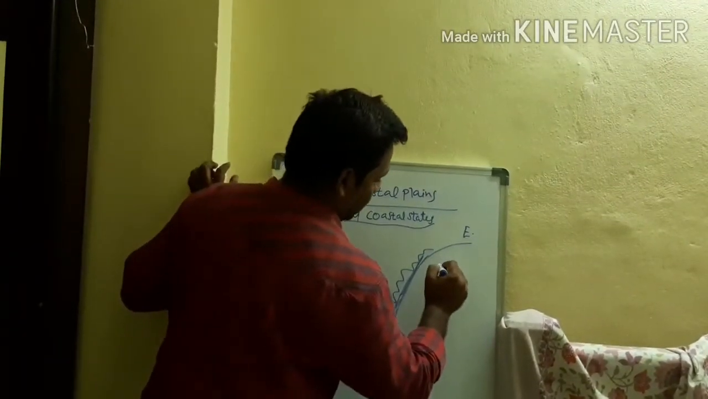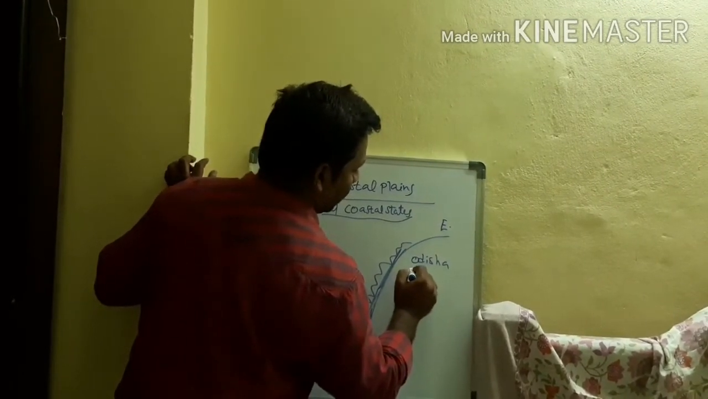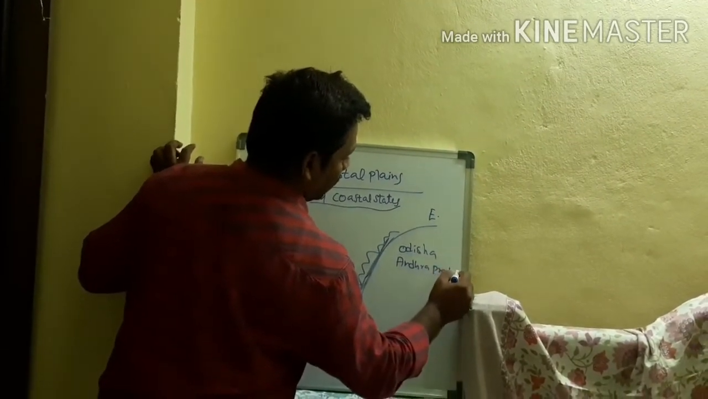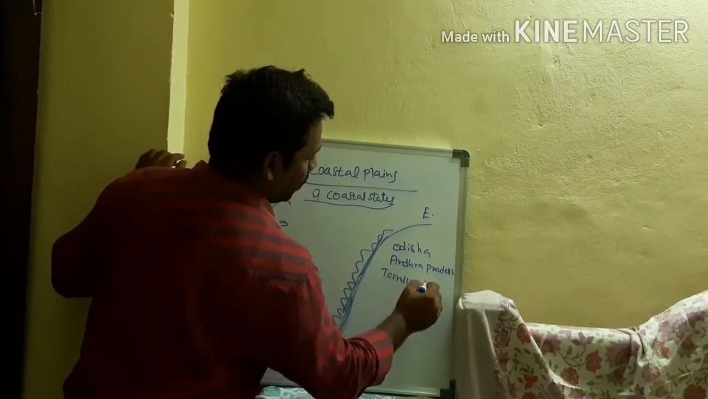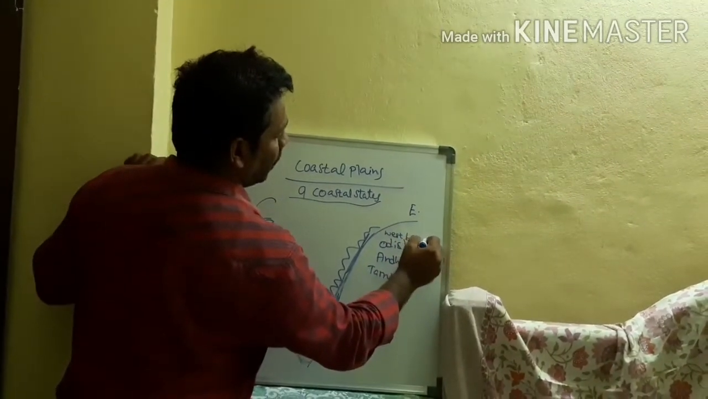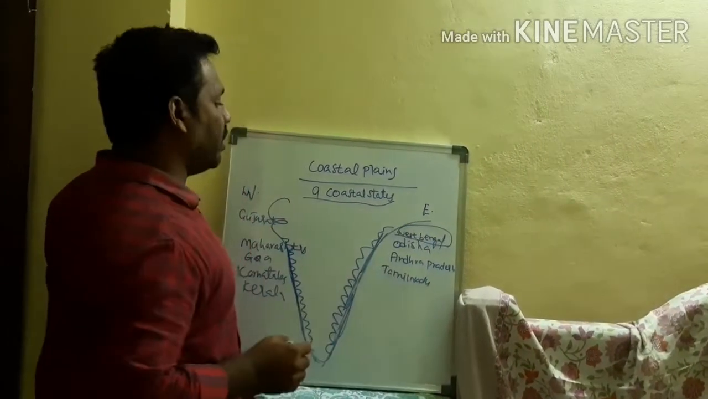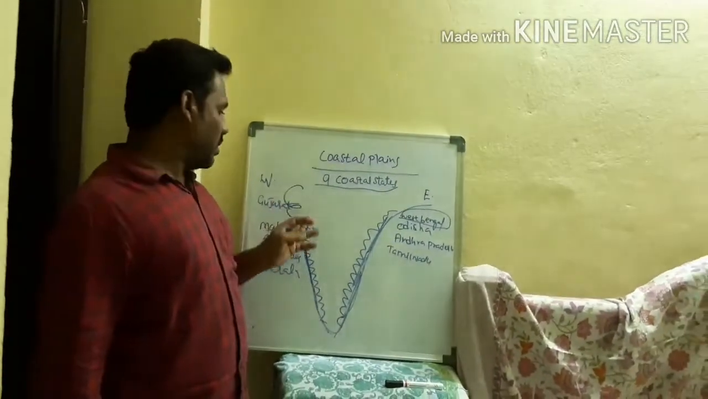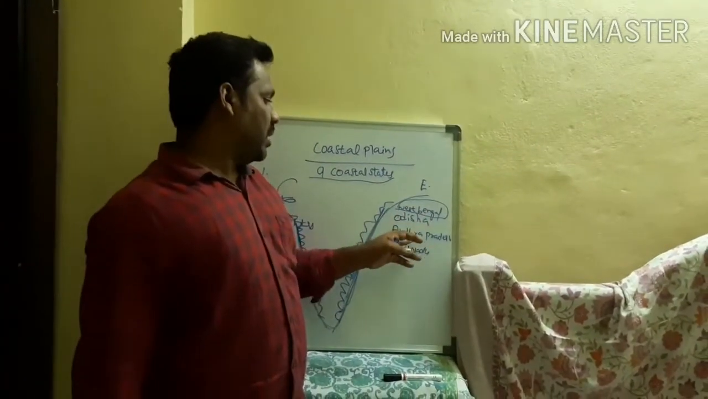Eastern part: Odisha, Andhra Pradesh, Tamil Nadu. West Bengal is not mentioned in the textbook, but we have to take it also as an eastern coastal plain state. So in the western coastal plain, how many states are there? 5 states: Gujarat, Maharashtra, Goa, Karnataka, Kerala. In the eastern part: West Bengal, Odisha, AP, Tamil Nadu.